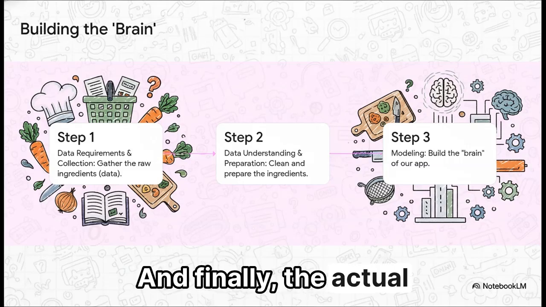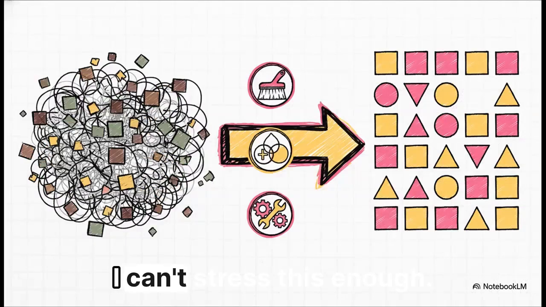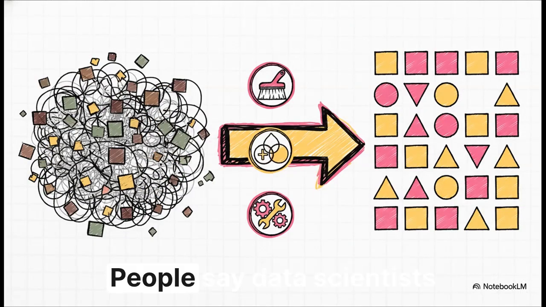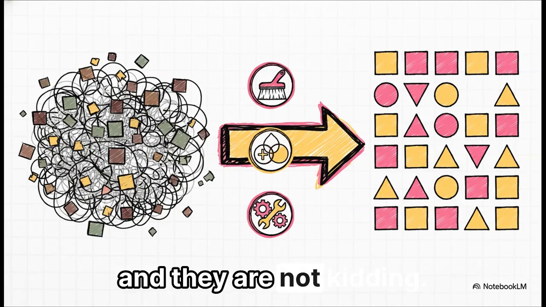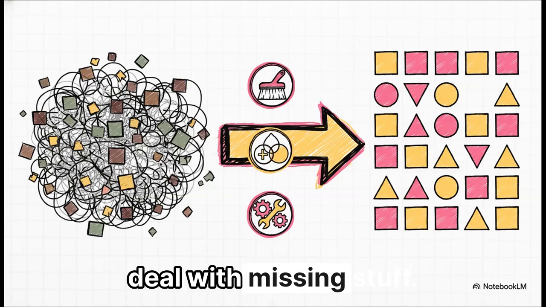And finally, the actual cooking, modeling. This is where we build the brain of our app. And I can't stress this enough. That prep step is everything. Seriously, people say data scientists spend like 80% of their time just cleaning data, and they are not kidding. Raw data is always a mess. You have to fix errors, deal with missing stuff.